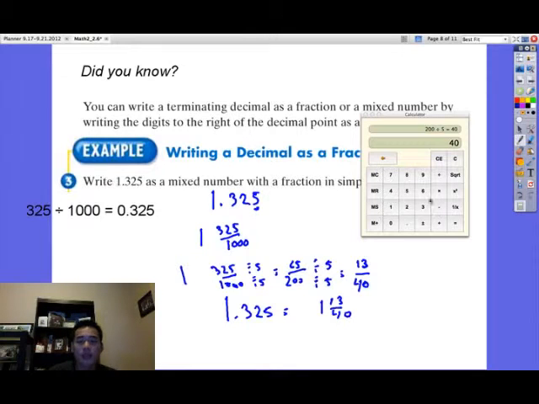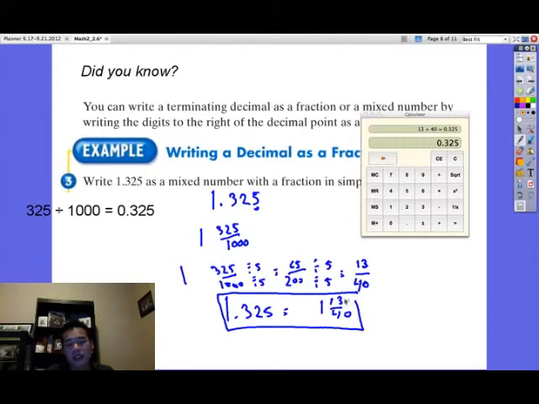How do I check my work? Well, if we divide 13 by 40, we should get 0.325, which we do. So these are equivalent to each other. Again, the trick is to find the last digit to the right of the decimal and count starting with tens, hundreds, thousands.